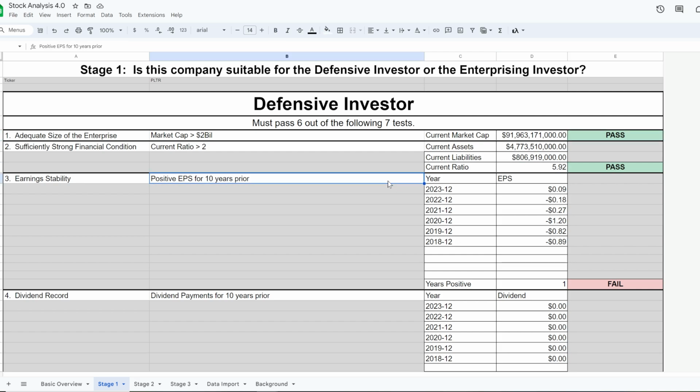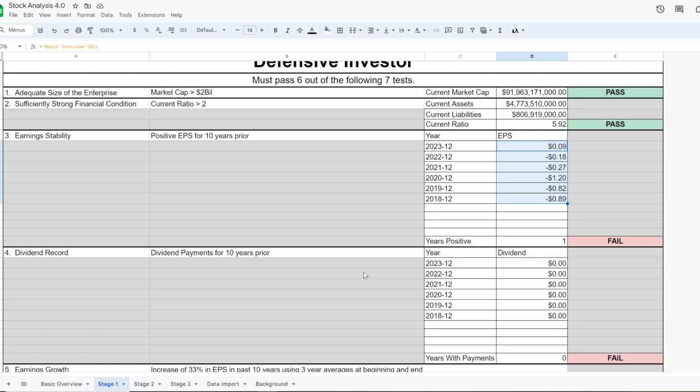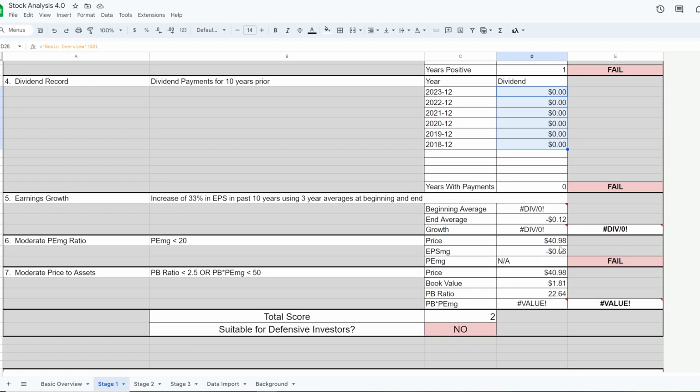Positive earnings per share for 10 years. Well, we don't even have 10 years of earnings at all to look at. So it's going to fail that for a while still. And the same thing, dividend payments for 10 years. We don't have any dividend payments, so it fails that. Coming down here, increase in earnings per share. That actually, we don't have earnings per share 10 years ago, so we can't pass that either. But we get to a point where we're not going to pass defensive, so it doesn't make sense to keep looking at that. We are not suitable for defensive investors here.